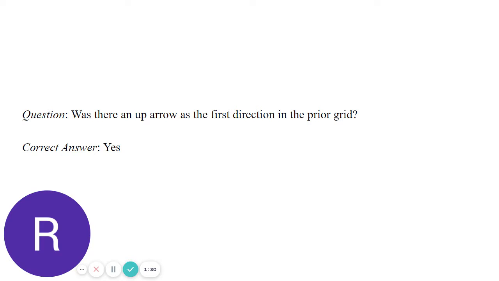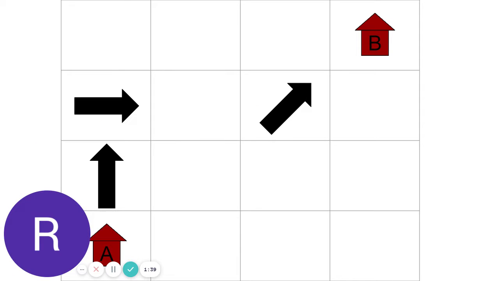One example question here is, was there an up arrow as the first direction in the prior grid? The correct answer is yes. As you can see, the first arrow after house A is an upward arrow.